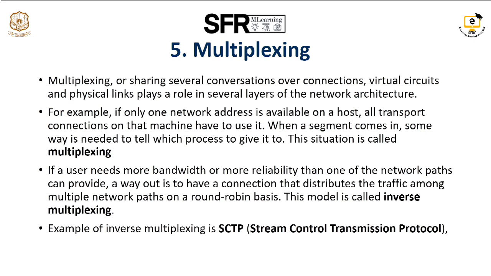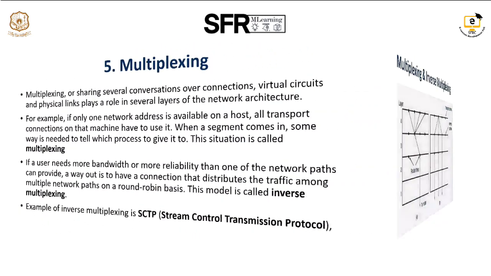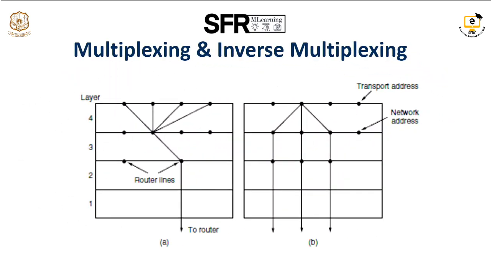If a user needs more bandwidth or more reliability than one of the network paths can provide, a way out is to have a connection that distributes the traffic among multiple network paths on a round robin basis. So, this method is called inverse multiplexing. An example of inverse multiplexing is SCTP, Stream Control Transmission Protocol. The given diagram demonstrates the multiplexing and inverse multiplexing concept.